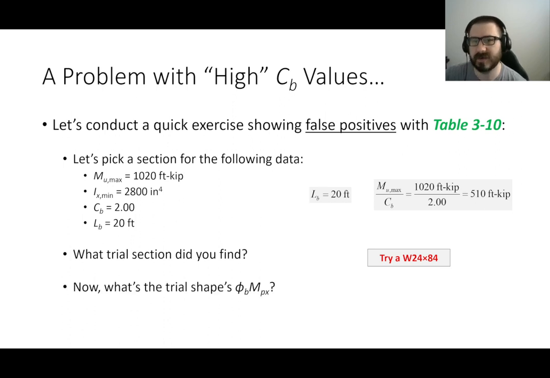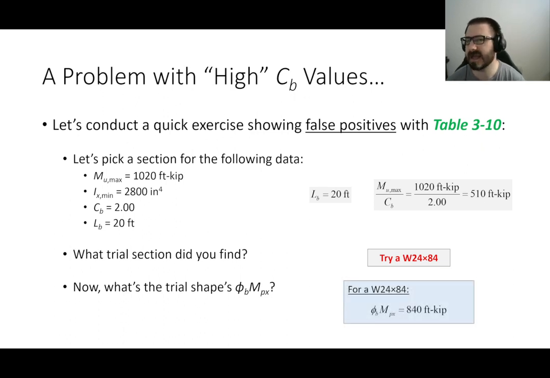Now, what I want you to do is go to the 24x84. I want you to go to Table 3-2, the Zx tables, and look up the section's phi Mp, its plastic moment capacity. I'll give you a second on that in case you want to pause. When you look that up, you should find a capacity, a phi Mp, that's the plastic moment capacity, of 840 foot kips.